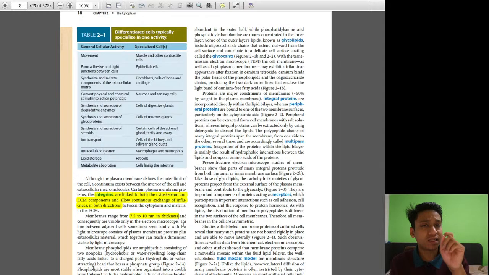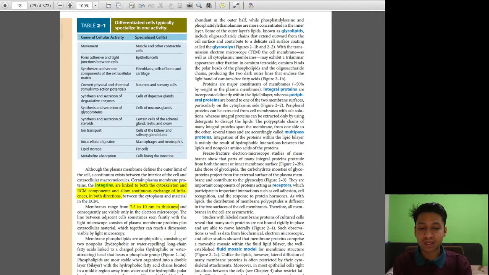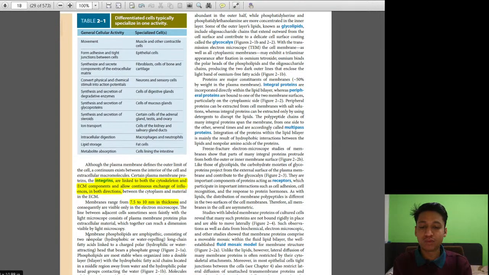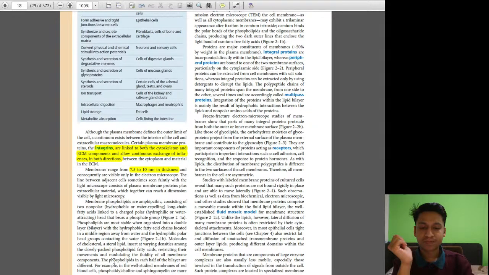So cell membrane thickness is 7.5 to 10 nanometers. Membrane phospholipids are amphipathic, consisting of two nonpolar, hydrophobic, water-repelling long chains. We have the phospholipids in each half of the bilayer are different.